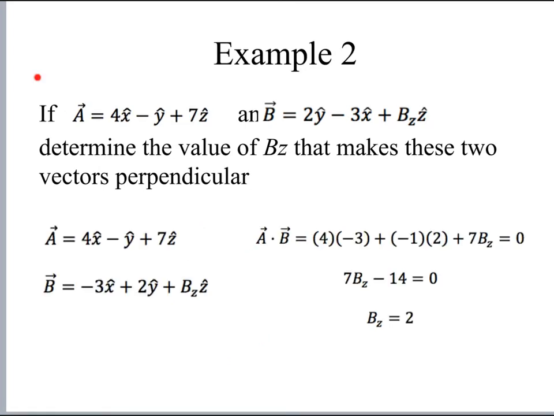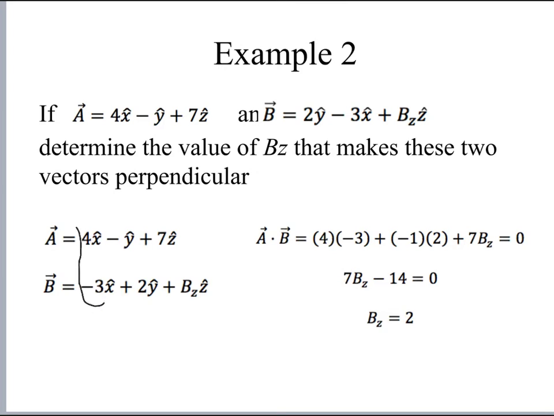So again, I have my problem written out up here. I'm looking at these vectors. I've rewritten them now, so my A vector is what I had before, but my B vector, I've changed the order, so I've got minus 3x hat plus 2y hat plus bz z hat. And so I'm simply going to multiply the x parts together, the y parts together, and the z parts together. So let me show you how we would group those together.